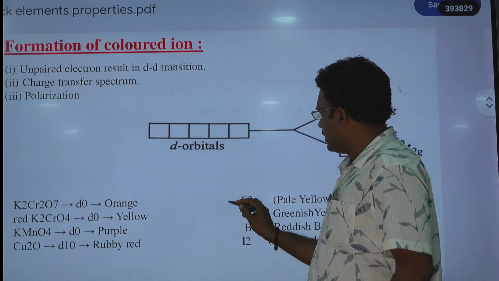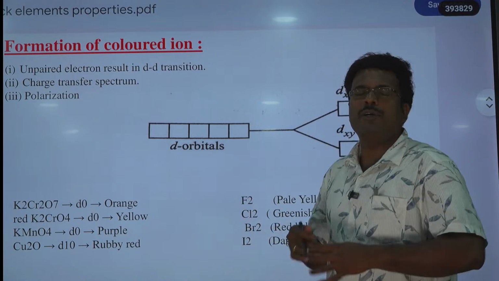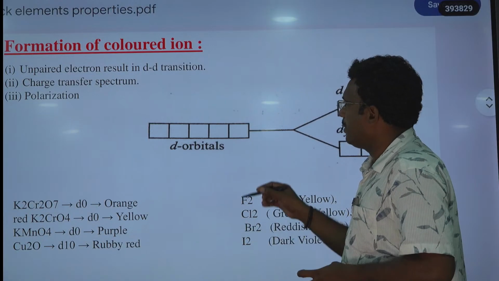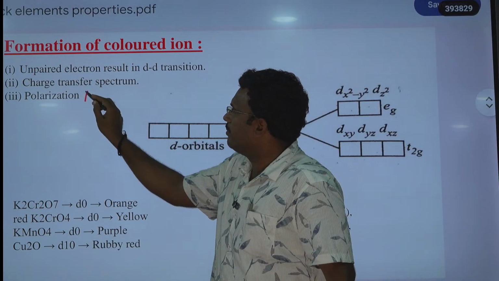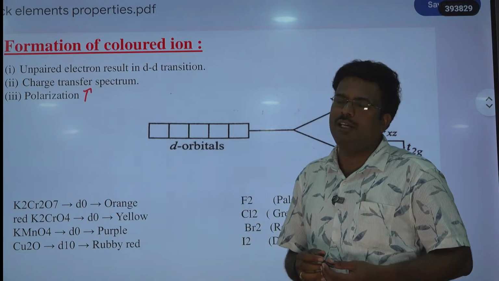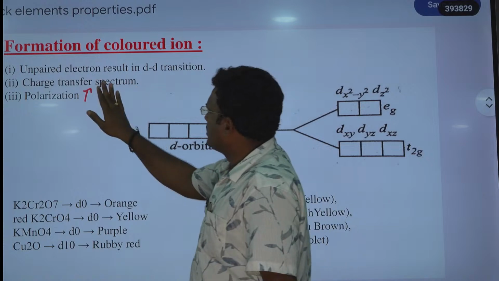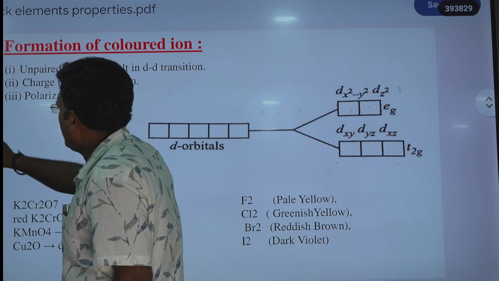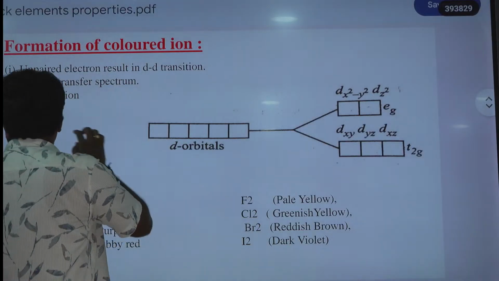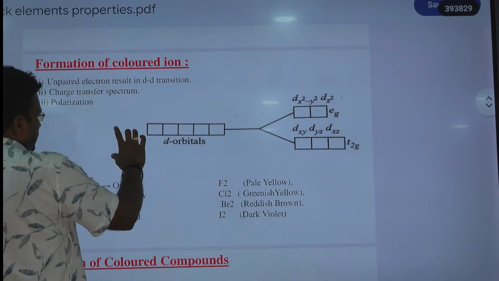So polarization depends on the size of the anion. When the size of the anion increases, the polarization power increases. When the polarization power increases, the darkness of the color increases. So this is the special property of these d block elements. Very important thing. So what are the characteristics of the d block elements?